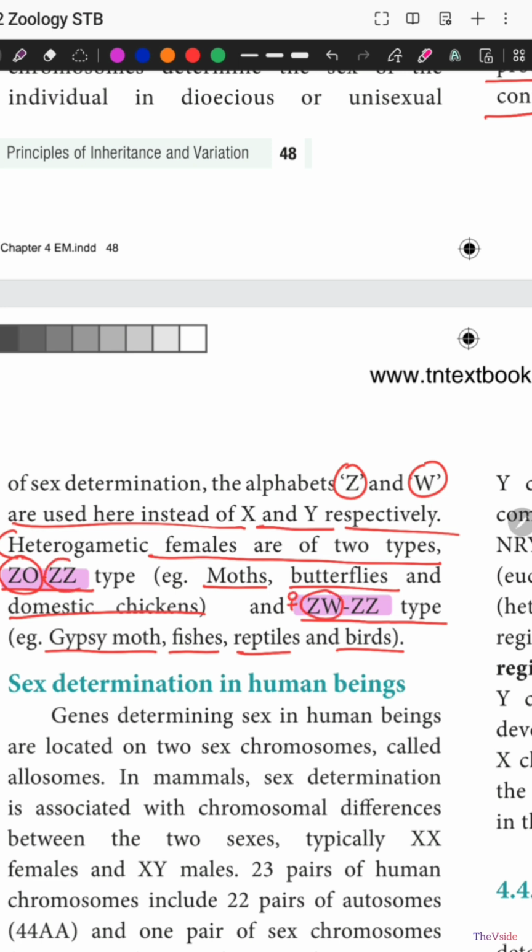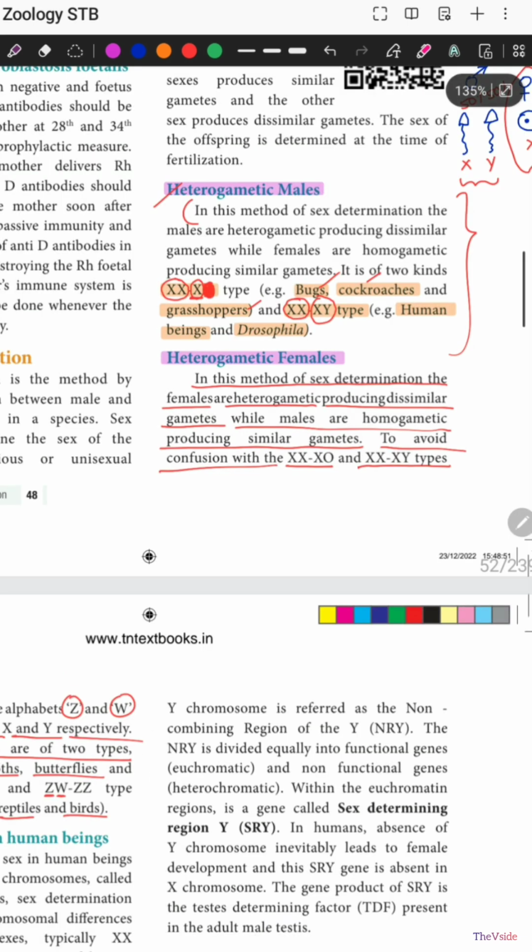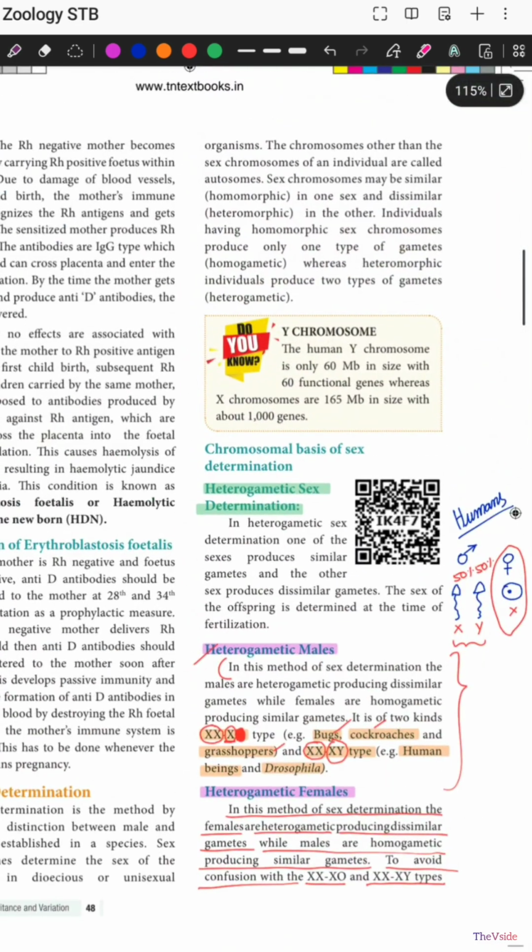So the males have ZZ, same type of chromosomes, and here also having same type of chromosome. So here we can clearly see that in this type of organism, female is having one type of chromosome and another different type of chromosome, and here the female is having only one chromosome and there is absence of the other pair of chromosome. This is how the heterogametic females type of sex determination works.